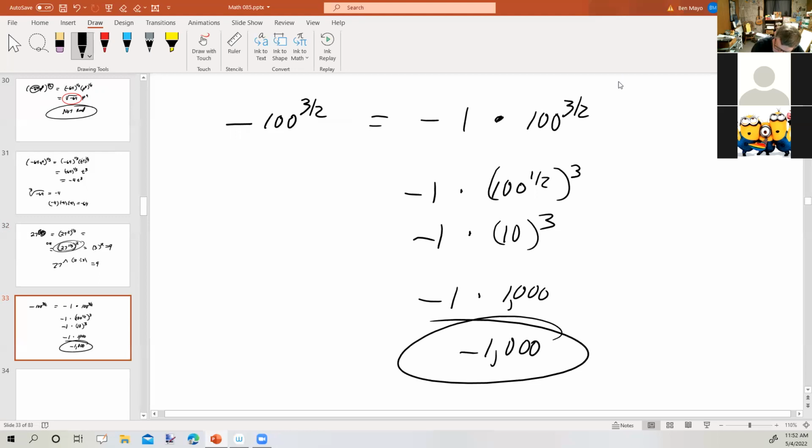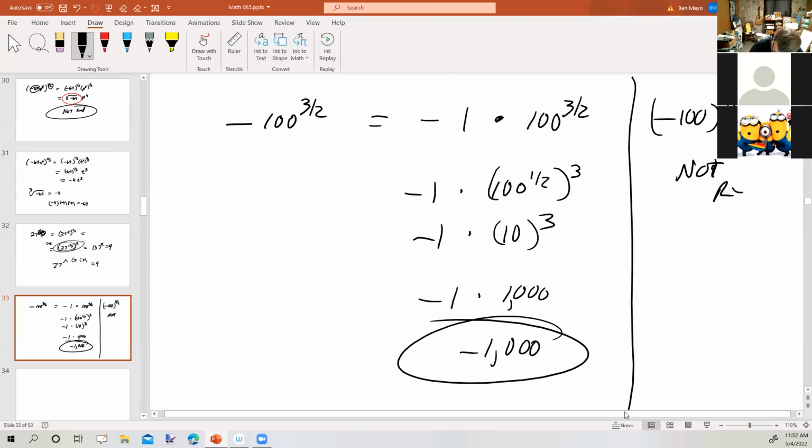Now, contrast that with this problem. This would be not real because now your base includes a negative and you can't take an even root of a negative number. Okay. All right, with that, that goes back a ways. Okay.